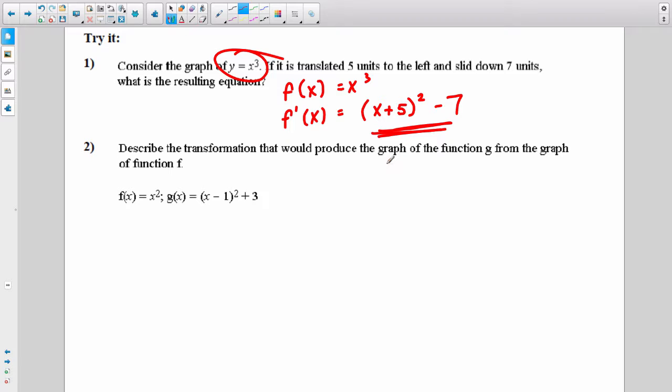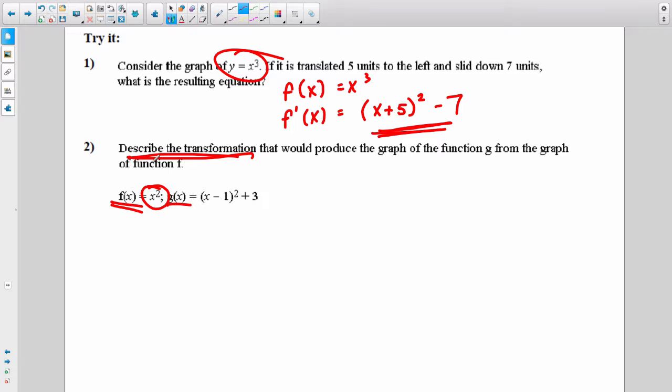How about this one? What would produce the graph of a function g if I started out with the function f? Okay, function f, what are you? X squared. What does g want to be? X minus 1 squared plus 3. So describe the transformation. I think we can do that.